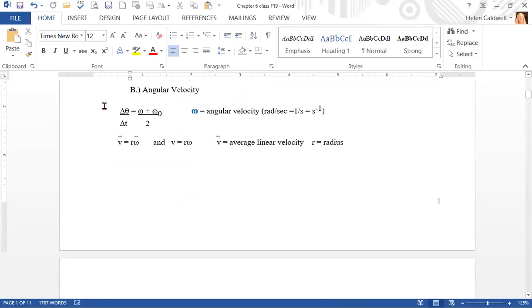And move along. So delta theta over delta t is omega plus omega 0 over 2. And remember I said it was going to be angular is equal to linear divided by r. Well, we could look at it the other way, that linear equals angular multiplied by r. So here we have that v bar is equal to r times omega bar, and v equals r times omega. So v is linear velocity, omega is angular velocity, r is the radius. Angular velocity is going to be measured in radians per second, which is the same thing as 1 over seconds, which is the same thing as seconds raised to the -1 power.